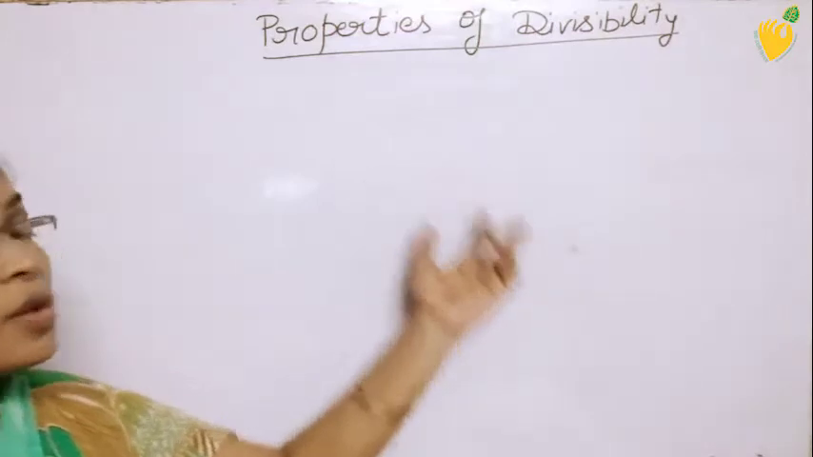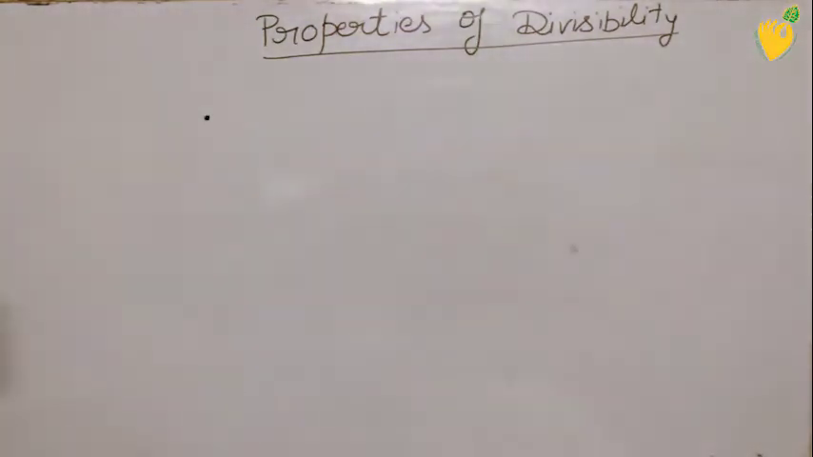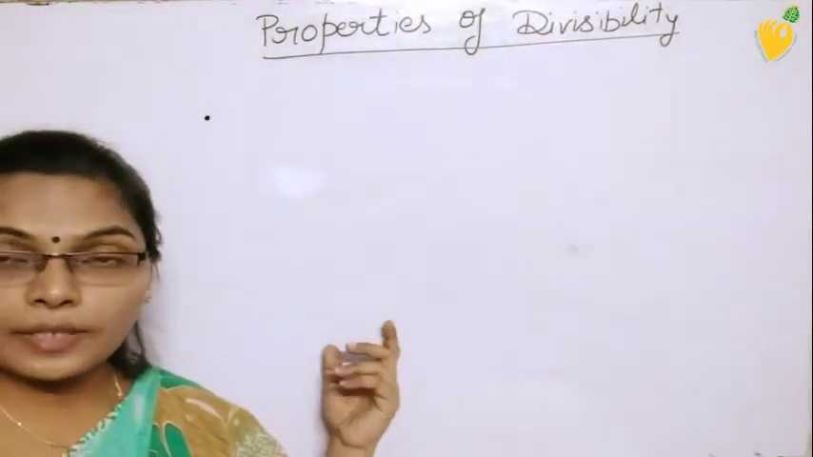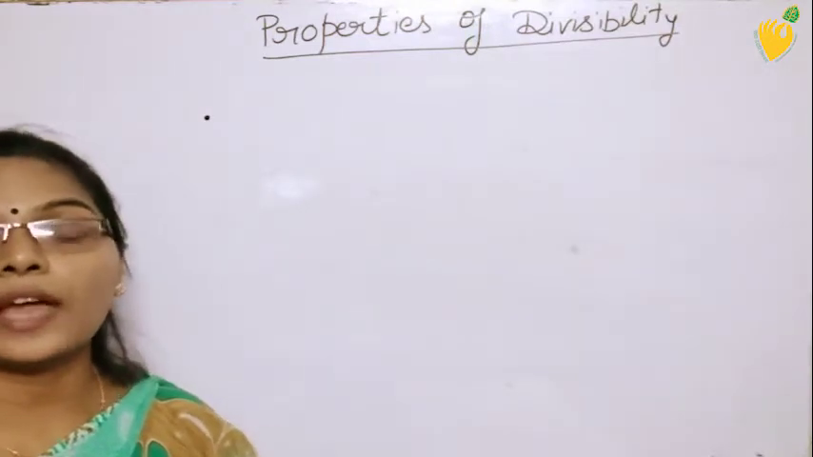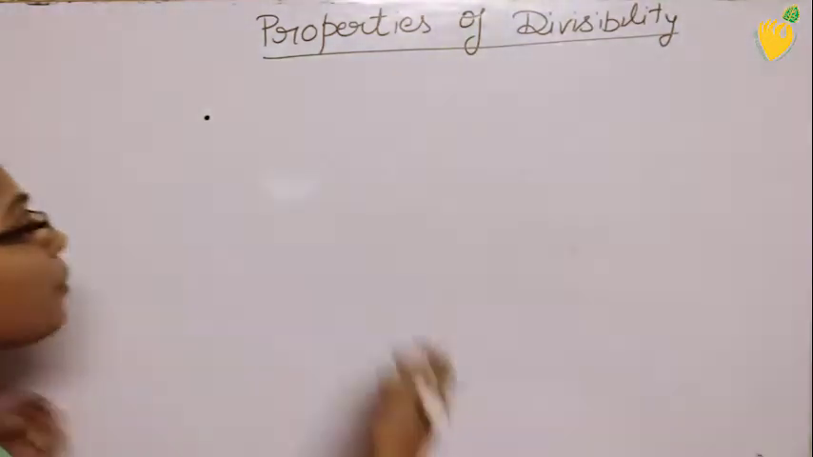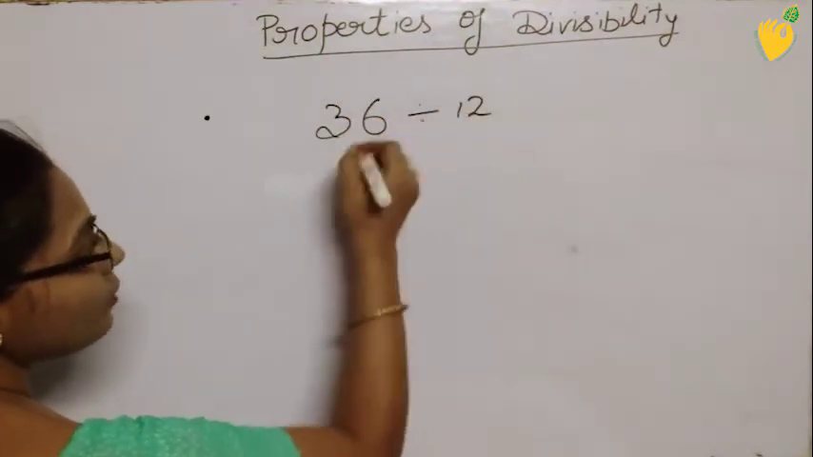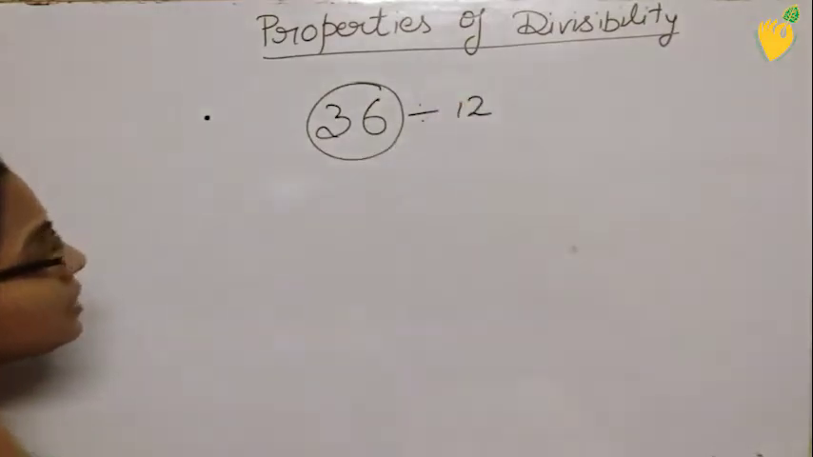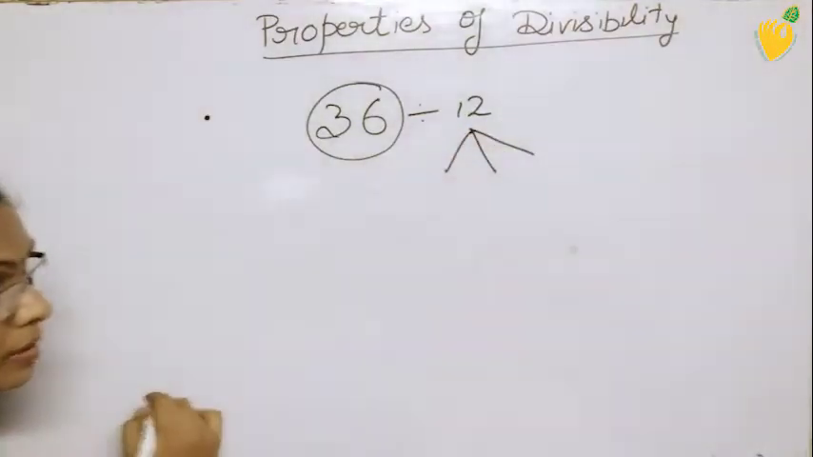Now students, properties of divisibility. The first property is, students, if a number is divisible by any other number, then that number must be divisible by the factors of that number. See how. Suppose 36 is divisible by 12. So 36 will be divisible by the factors of 12 also, students.